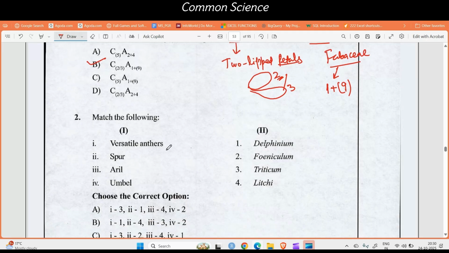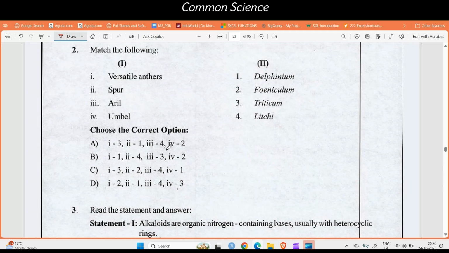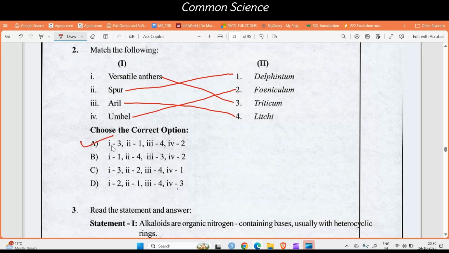Okay. Coming to question number 2, match the following. Versatile anthers are found in Triticum. Spur is found in Delphinium. Aril is found in lychee. Aril is the extension of the seed coat, and umbel matches with funiculum. So according to this, one with four, one with three, two with one. So option A is the correct option here.